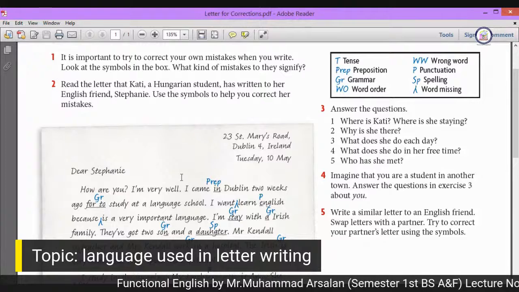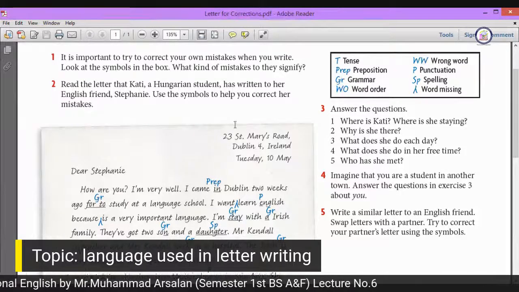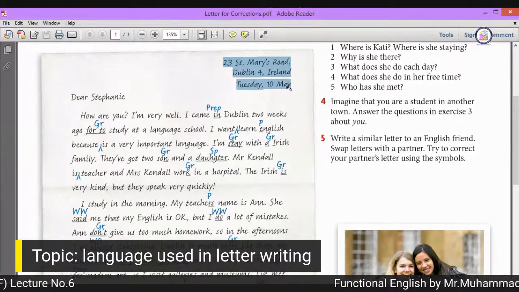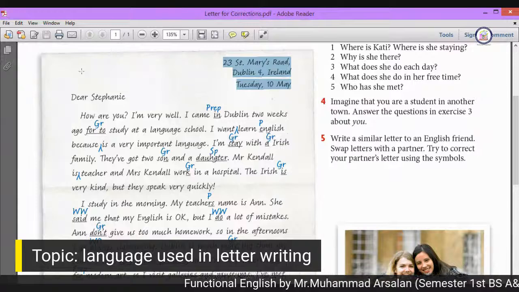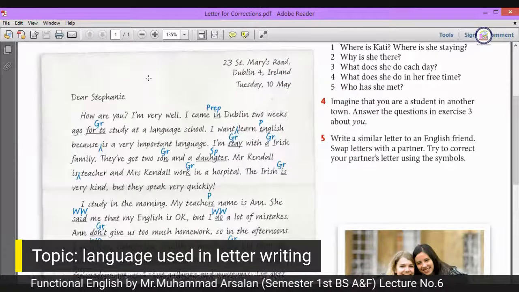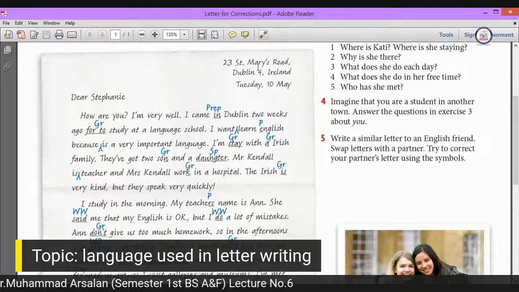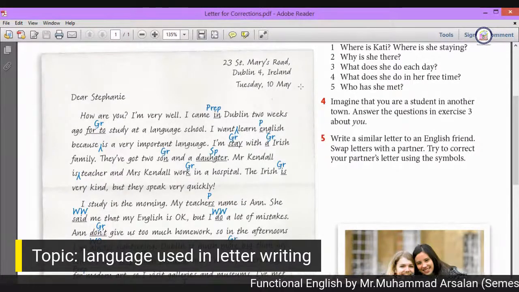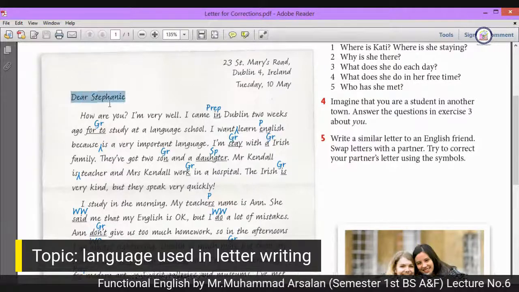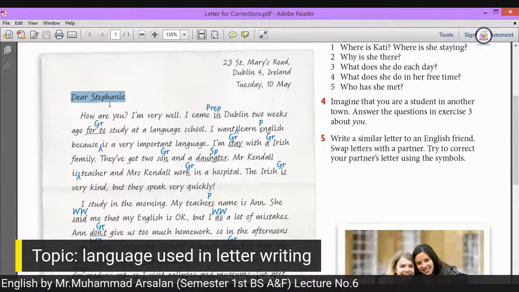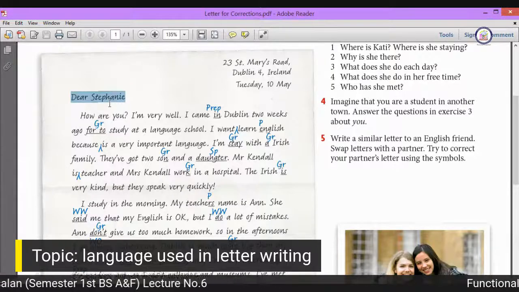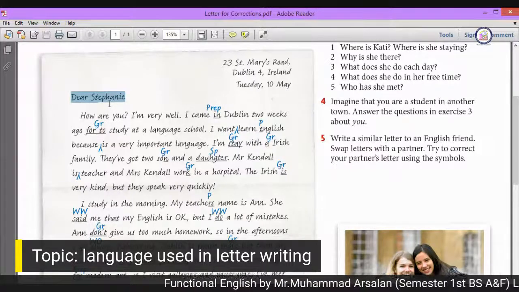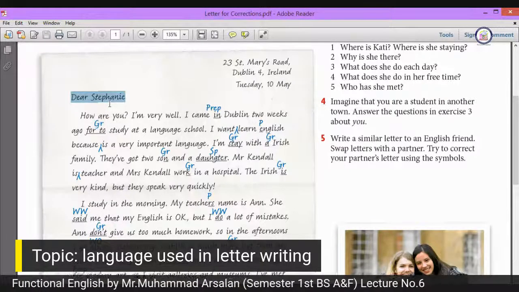So if we look at this shared screen, you'll find that the address is on the right side. It can be on the left side as well. It's not a problem. Street, 23rd Street, Marys Road, Dublin 4, Ireland, Tuesday, 10th May. And then they start, skipping the formalities. You can also use the nickname. You won't find it hard. You can use the nickname. Now, there we go.